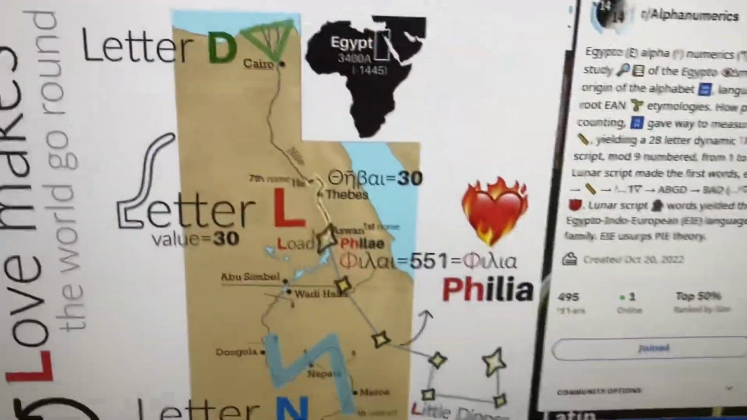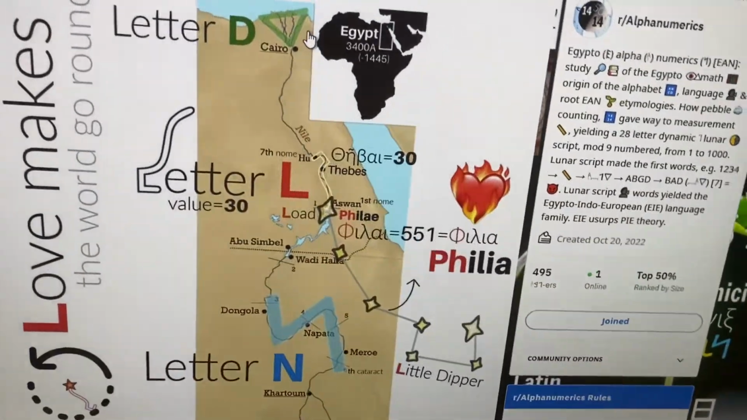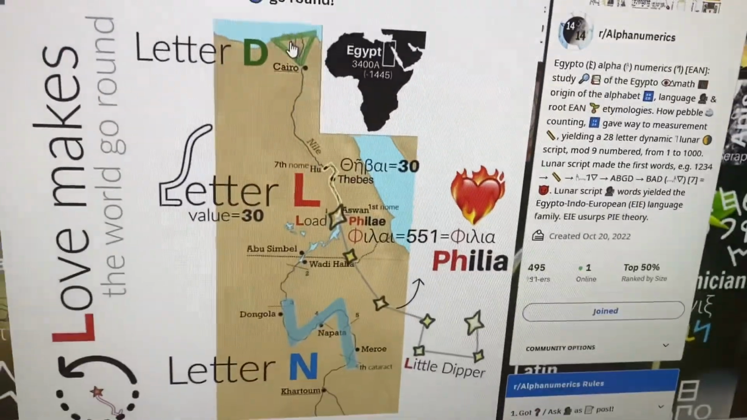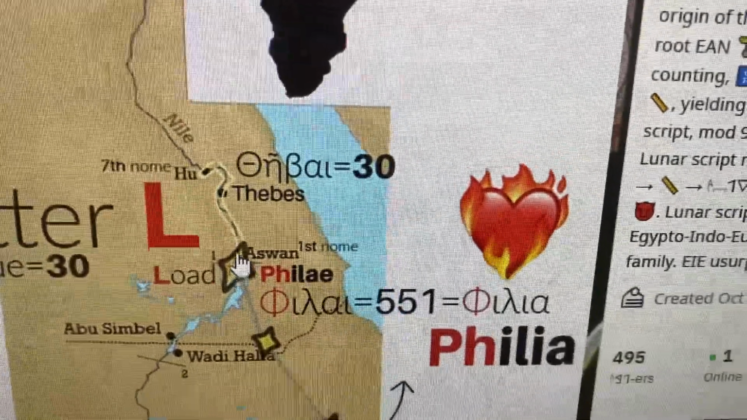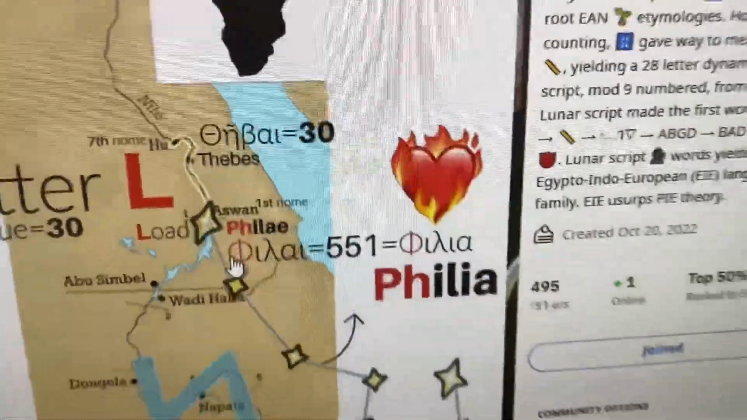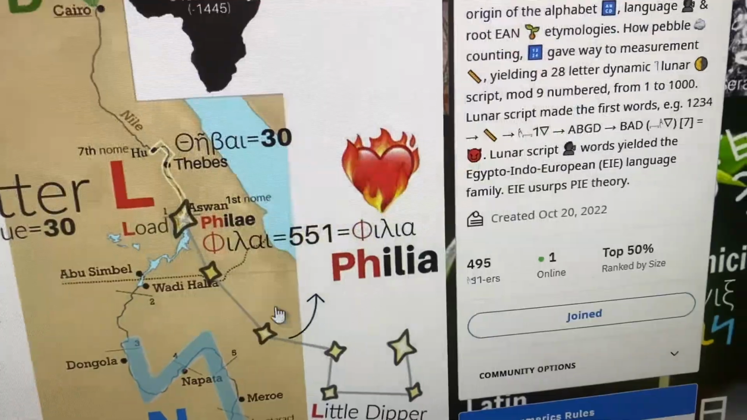And she transforms into a kite and brings Osiris back to life. Here we see the same view of the Nile. We see letter D here going downward. Then we see the Mishtu tool here. So this is the Little Dipper.